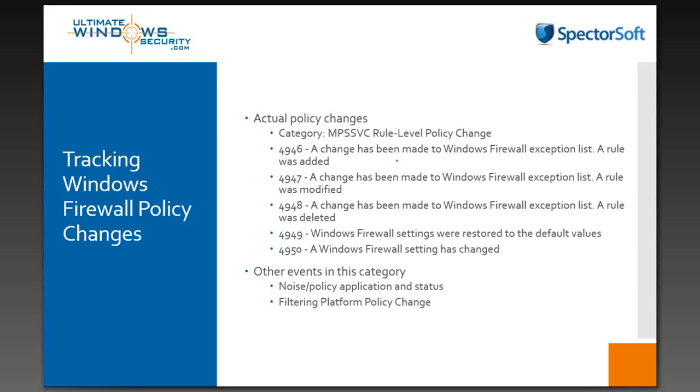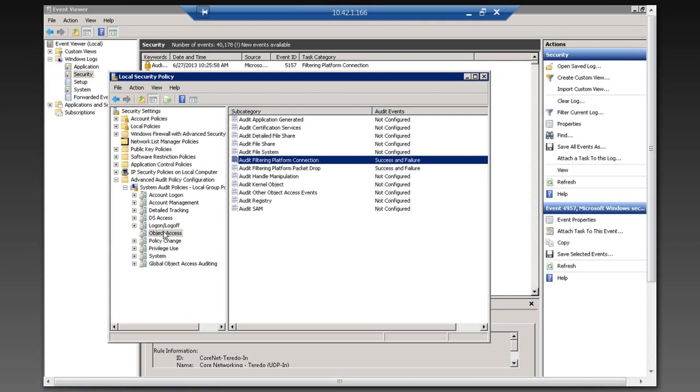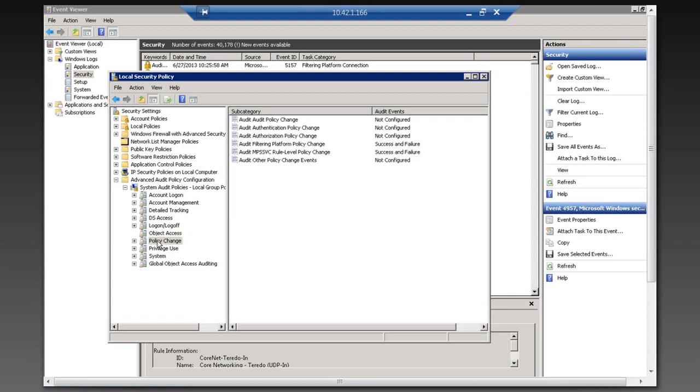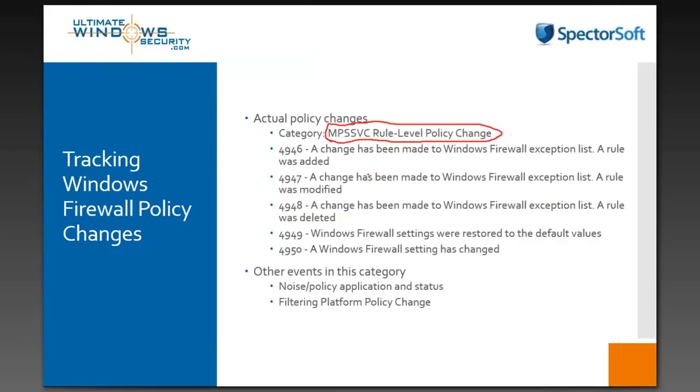So how do we do that? This is the main category you want to watch, the MPSSVC Rule-Level Policy Change category. And that's this one down here in your group policy. Here under the major category Policy Change, subcategory, that one right there. That's the one we want. If we turn that one on, we are going to get events when rules are added, when rules are modified, when rules are deleted. What if someone goes into Windows Firewall and does this?